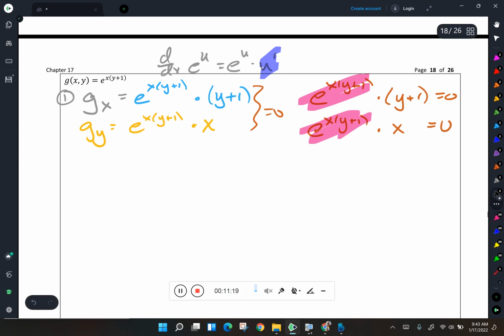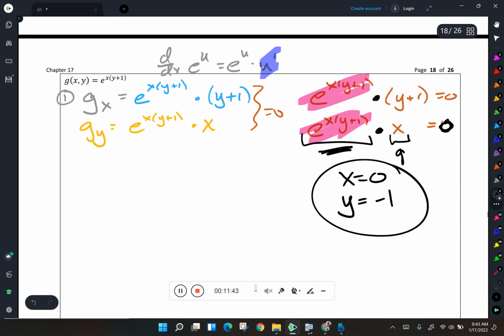The zero product principle says that if you have two things, whether it's the first equation or second equation, that are multiplied together and the answer is 0, one of those must be 0. Since this one can't be 0, that one has to be 0. So my second equation tells me that x is 0. Same logic. The first equation tells me that y is negative 1. So I only have one candidate point to test.